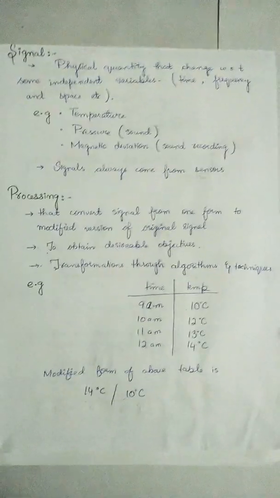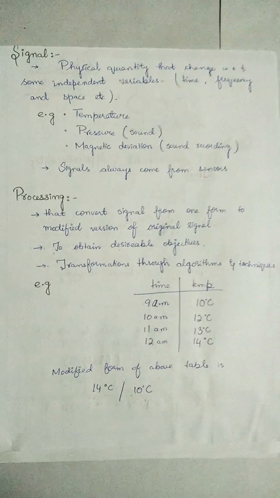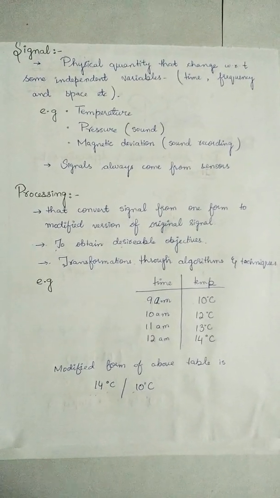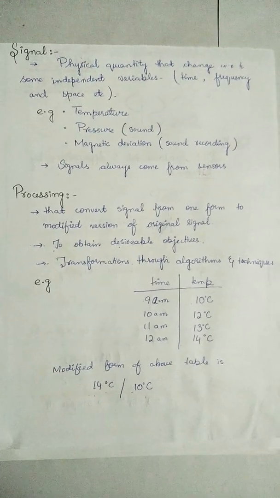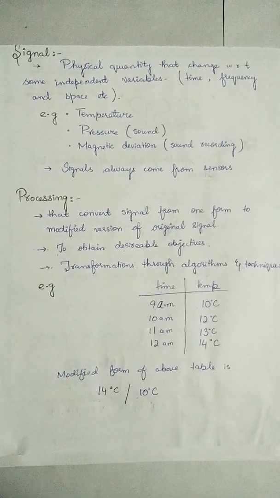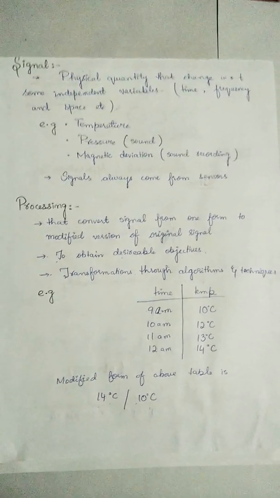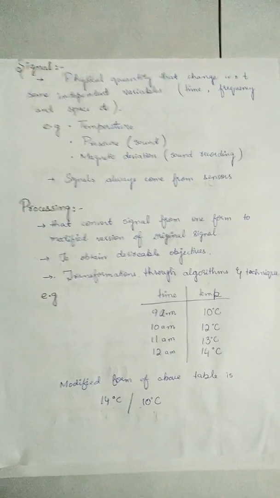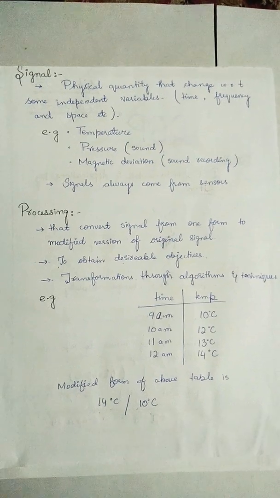Next, signal: a physical quantity that changes with respect to some independent variable, that is time, frequency and space, etc. For example, temperature, pressure, magnetic deviation, etc. Signals always come from some sensor. How do we process those signals or that data?